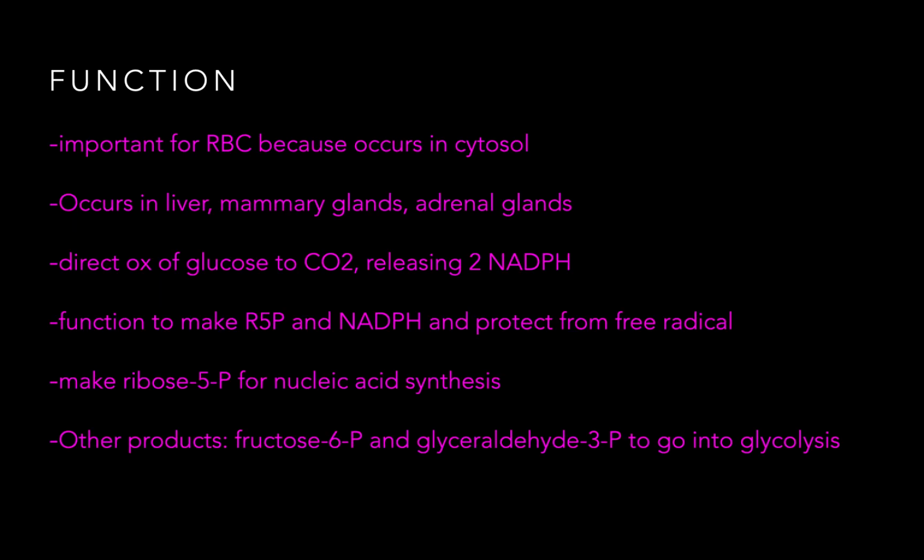Hello and welcome back. Today we will be covering the pentose phosphate pathway. So the function of the pentose phosphate pathway, I will be referring to it as PPP from now on, is that it is important for the red blood cells because it occurs in the cytosol and is a significant mechanism to produce NADPH. And remember, red blood cells don't have any mitochondria, so they are reliant on only anaerobic metabolism.